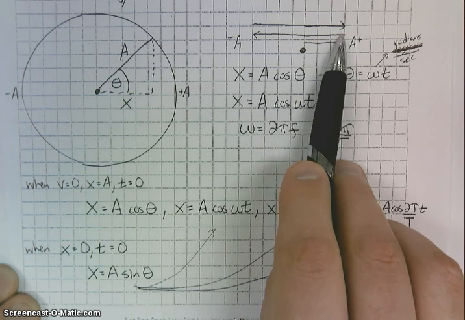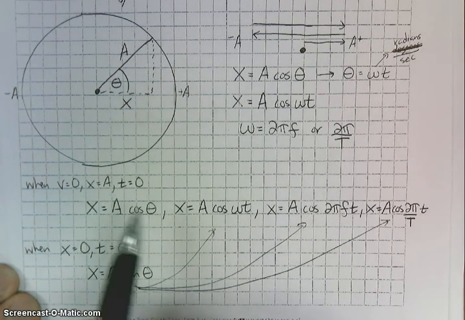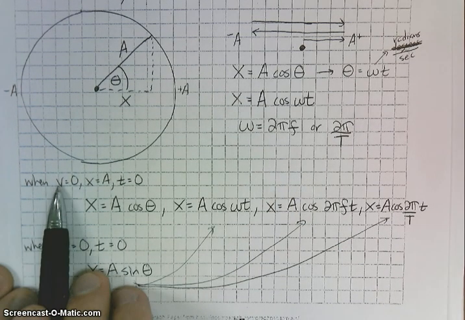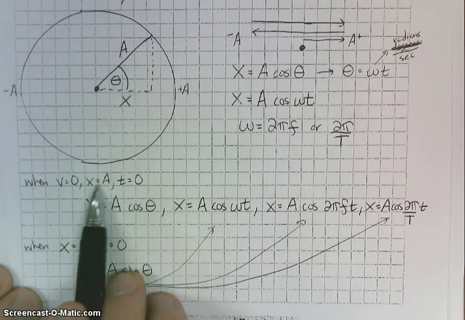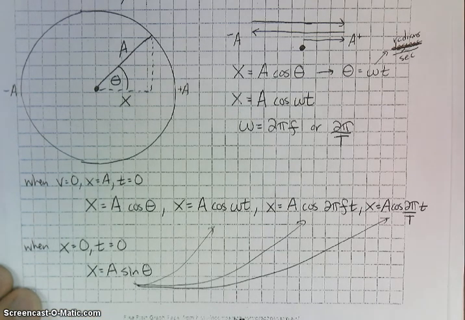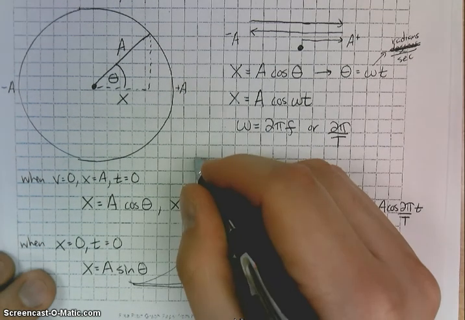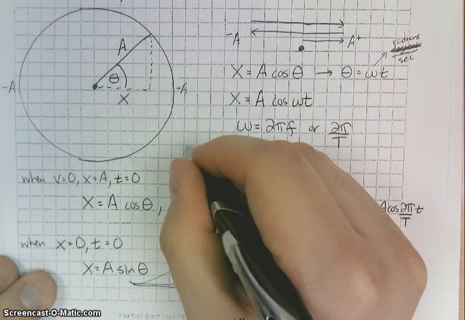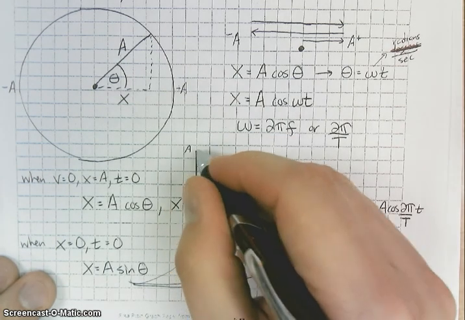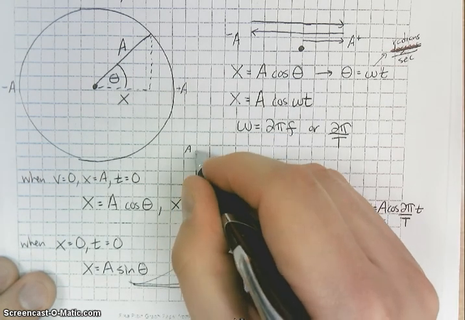So what we're going to say here is that when v is 0, and at time 0, x is starting at A. If you think about this as a graph in terms of a wave, I'll do a real brief graph, where at time 0 we're at A, and you make yourself a wave.